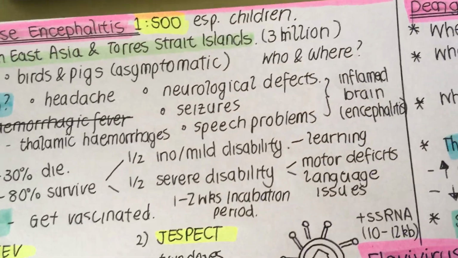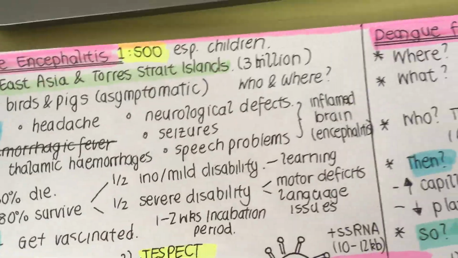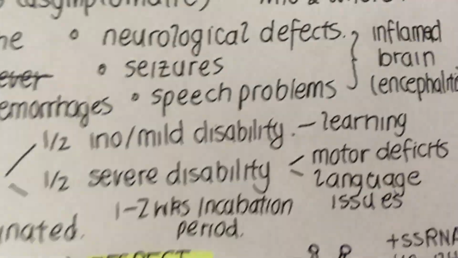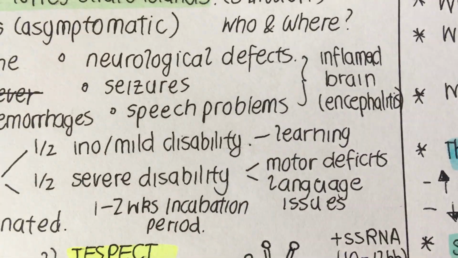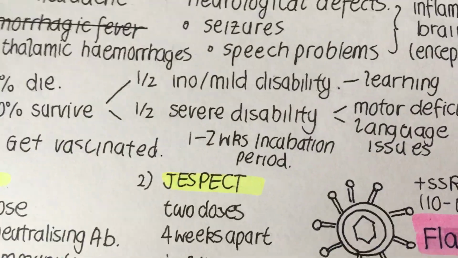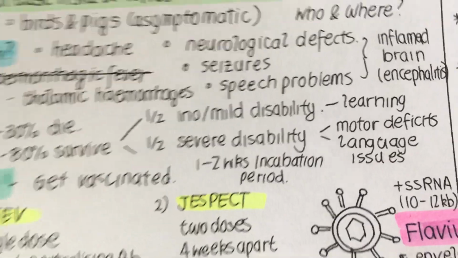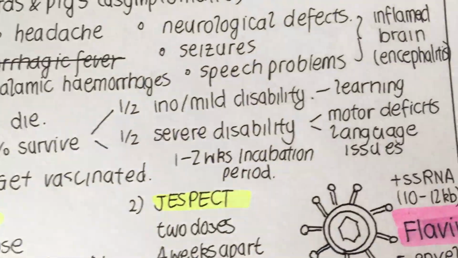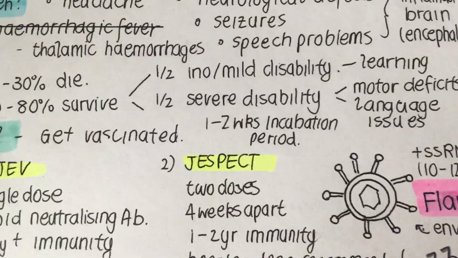Of those who survive, half develop a severe disability, including motor defects and language issues, but the other half may develop learning difficulties or behavioral problems, which can be considered more mild. So what can we do? Again, get vaccinated. There are two types, Emojev and Jespec, that we're going to be focusing on.